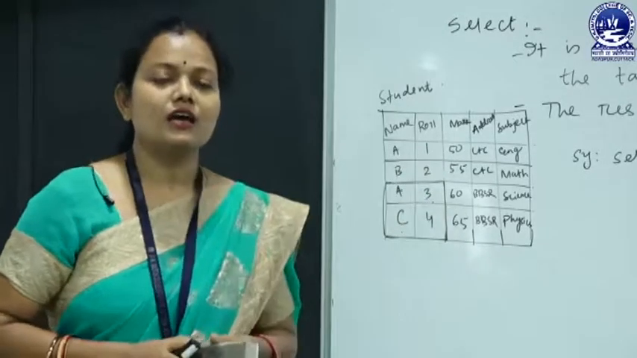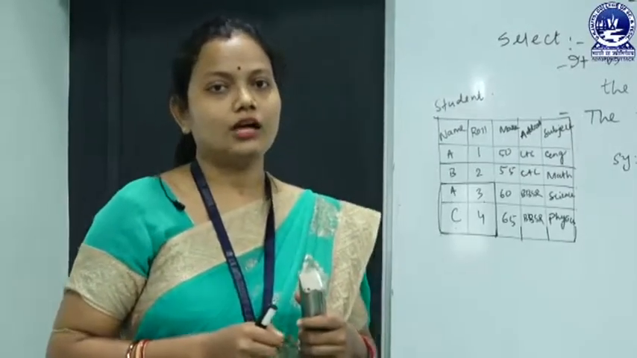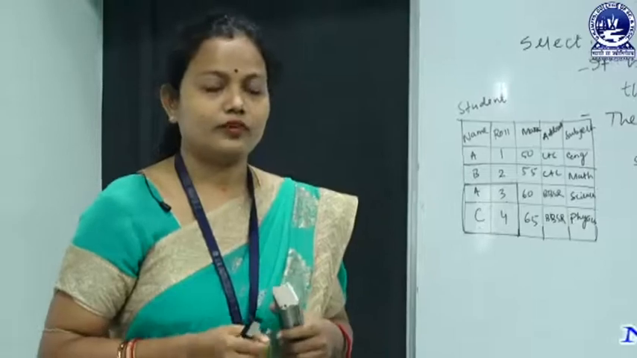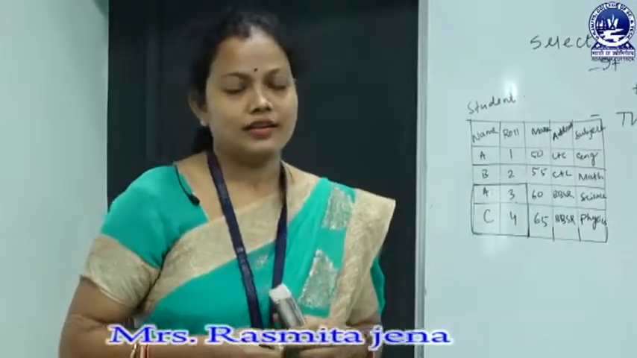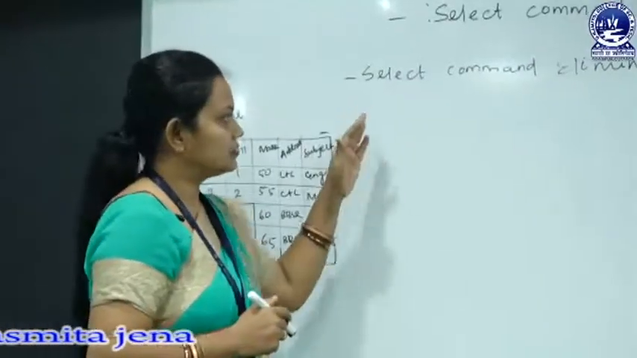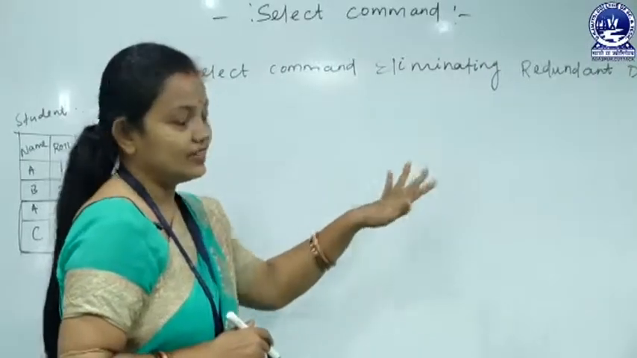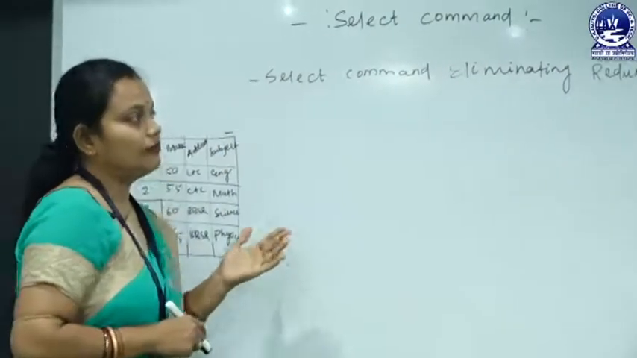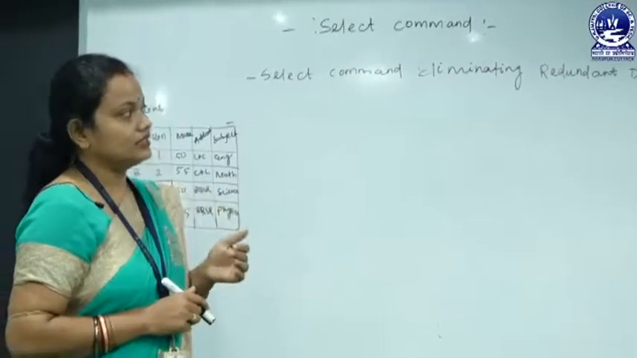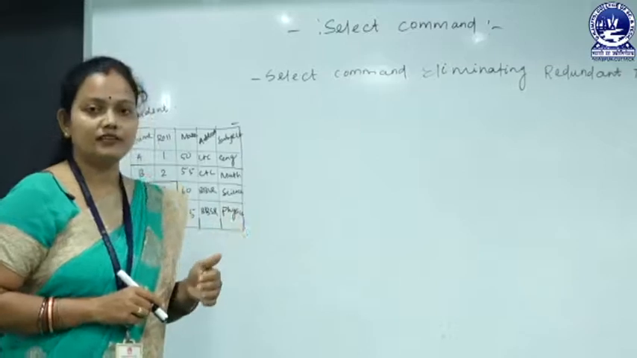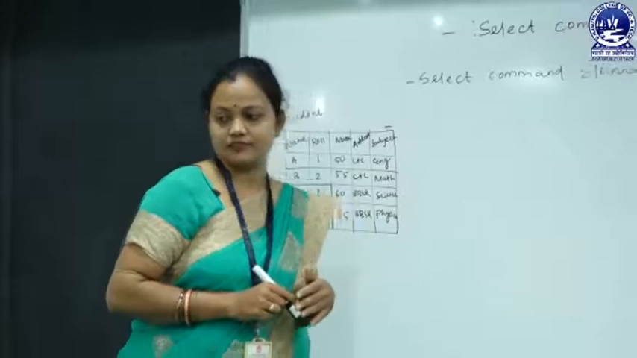Next we will see how we can filter the distinct values from a particular column of a table. For that we have to use the distinct clause with the select command. The select command eliminates redundant data, and this is done by using the distinct clause with the select command. Actually, the distinct clause is used to eliminate redundant rows from a relation by using it with the select statement.